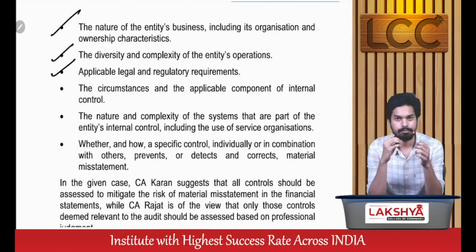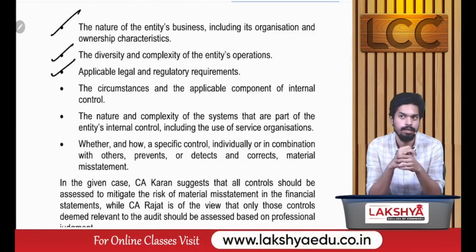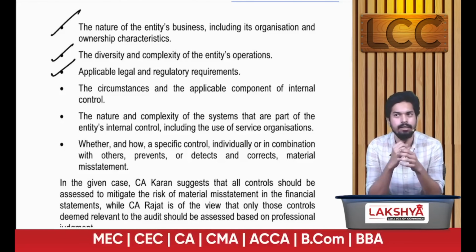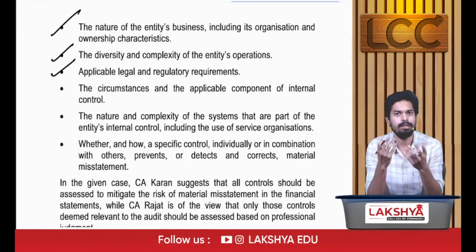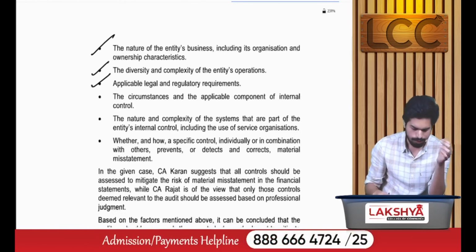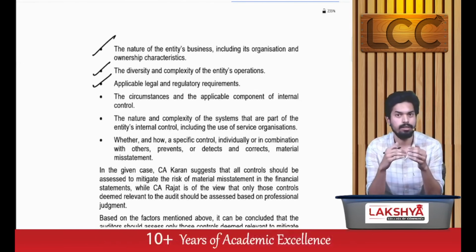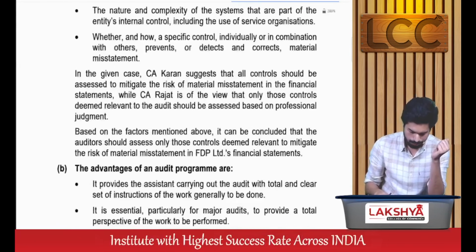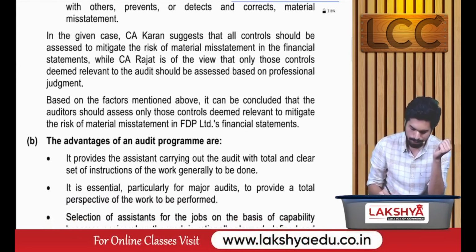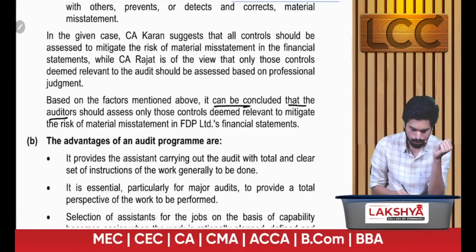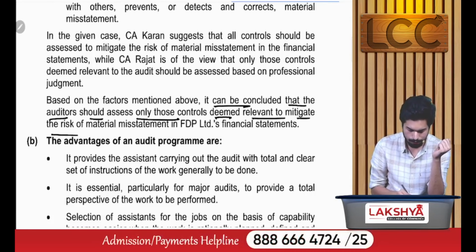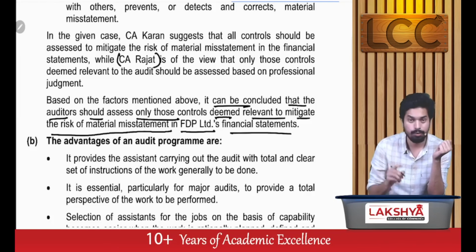Like suppose if the entity is a banking company, then controls relating to provisioning non-performing assets, anti-money laundering rules may be relevant for your audit. So like that, there are few factors which influence whether a control is relevant for your audit or not. So, based on the factors mentioned above, it can be concluded that the auditors should assess only those controls deemed relevant to mitigate the risk of material misstatement in FTP Limited's financial statements. CA Rajat's view is right.